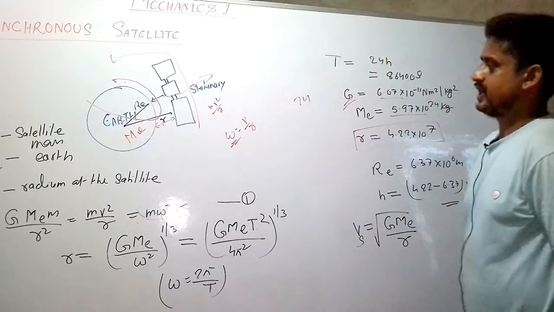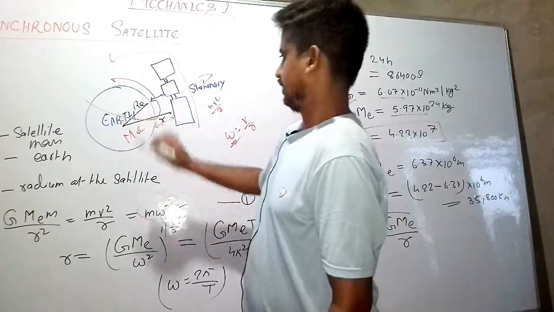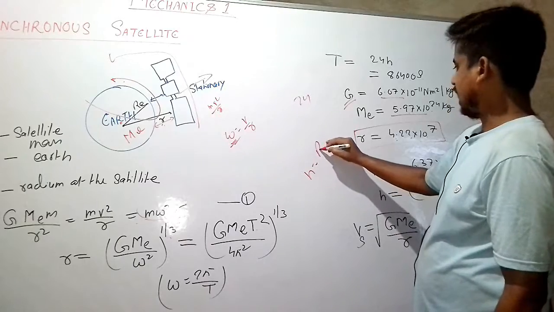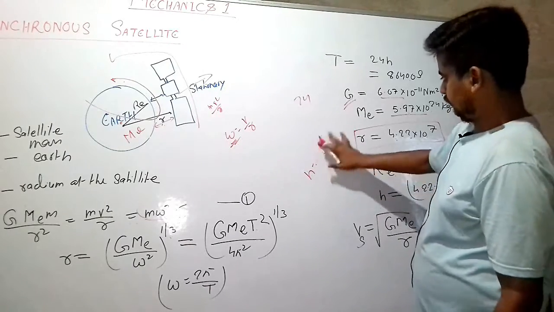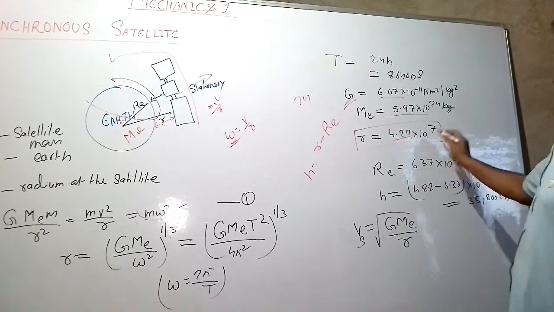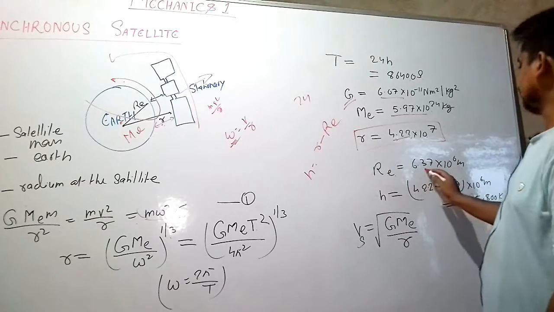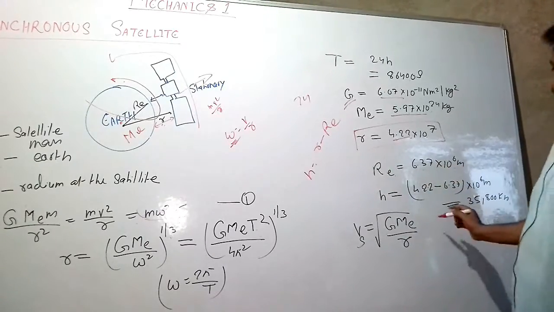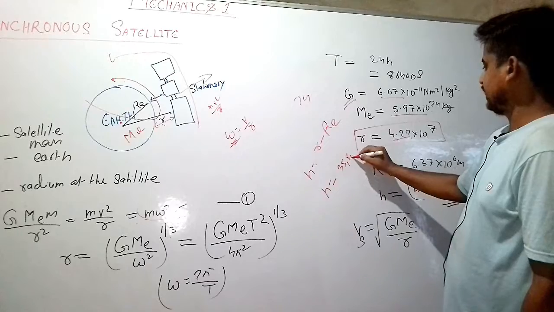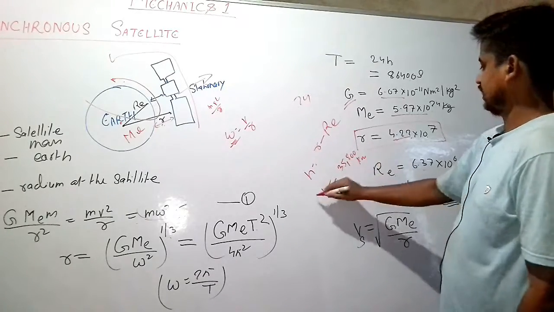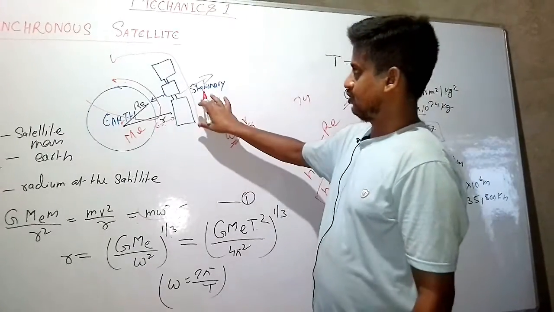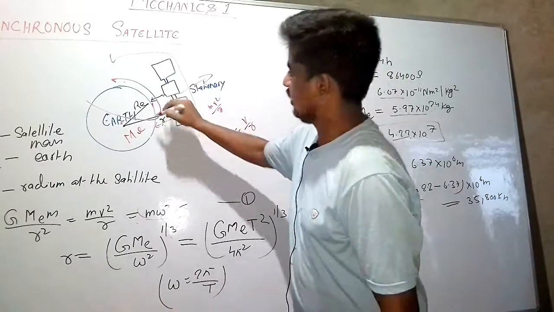Now we have to subtract the radius of the Earth. So h equals r minus re. r is 4.22 times 10 to the power 7 meters, and the radius of the Earth is 6.37 times 10 to the power 6 meters, and we will get h roughly 35800 kilometers. This is the height of the geosynchronous satellite from the Earth's surface.